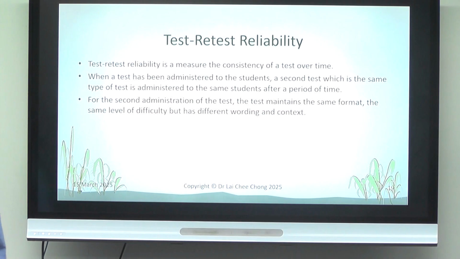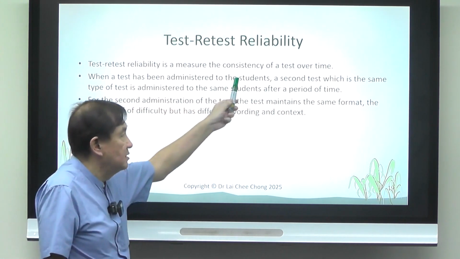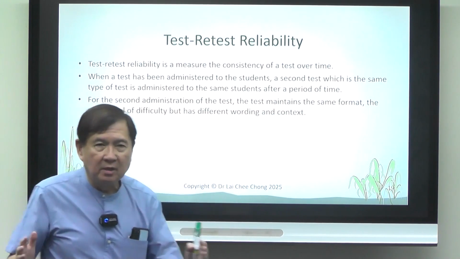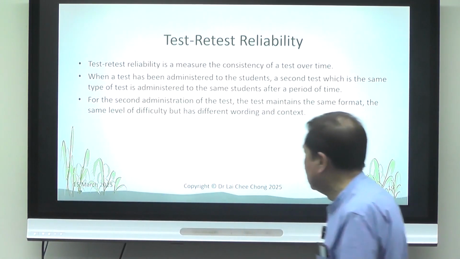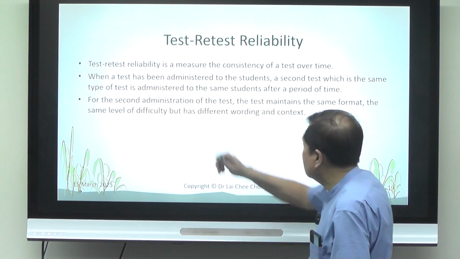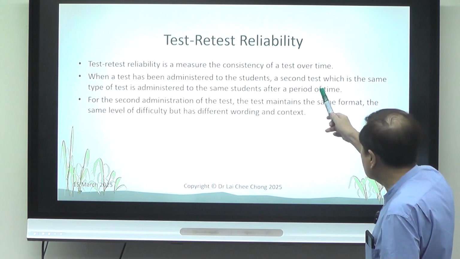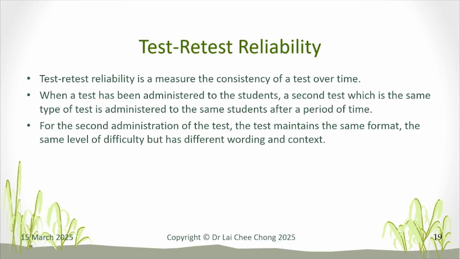What's the test and retest? This is about how consistent the test is over a period of time. That means you are going to administer two tests. Let's say a test is administered to the students, and the second test is administered under the same conditions as the first. That's important. You also administer it to the same group of students after a period of time.